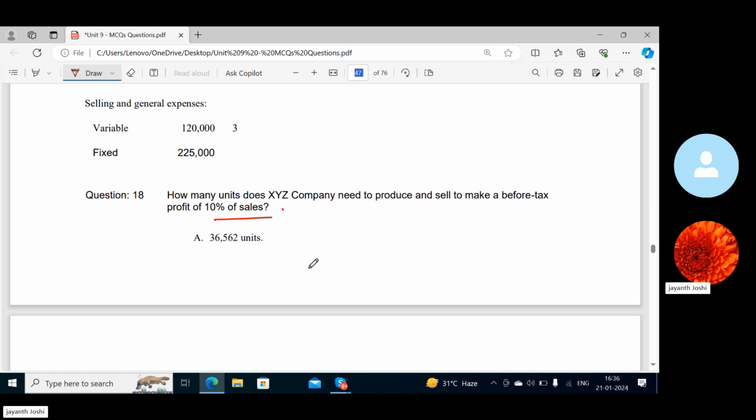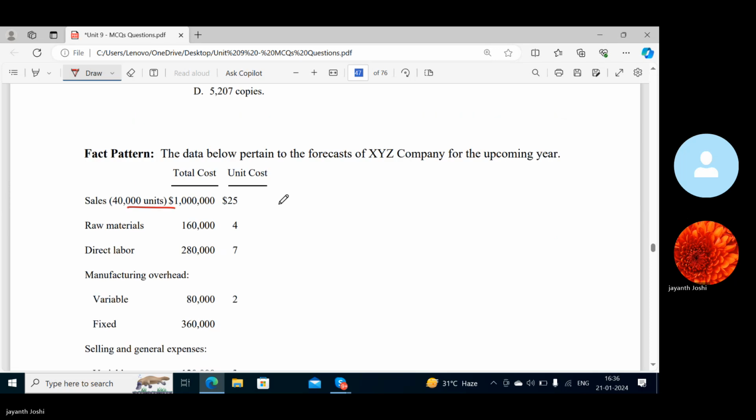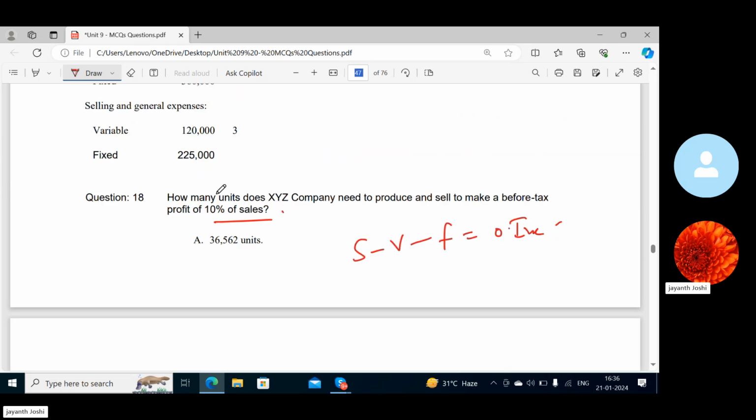Again, they want sales minus variable cost minus fixed cost is equal to operating income. Isn't it so? Profit should be 10% of sales, right? Yes. So that is the profit they have explained to us. So we have to see what is the sales. Selling price is 25, and they are asking what actual number of units. So we'll take X, 25X minus, what is the variable cost?